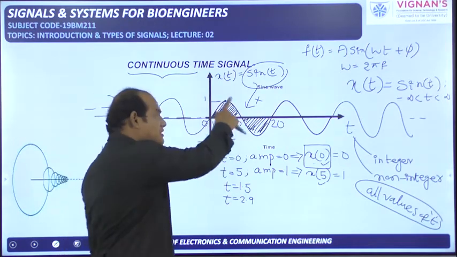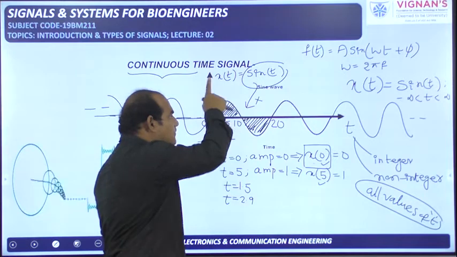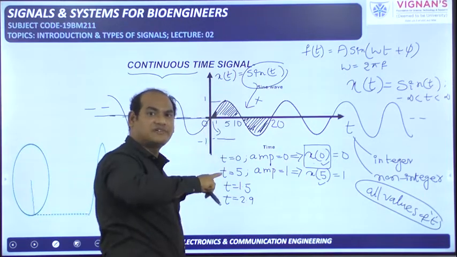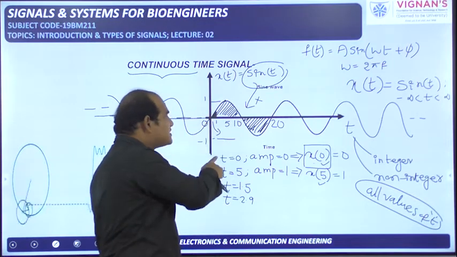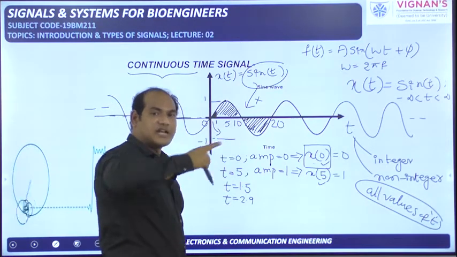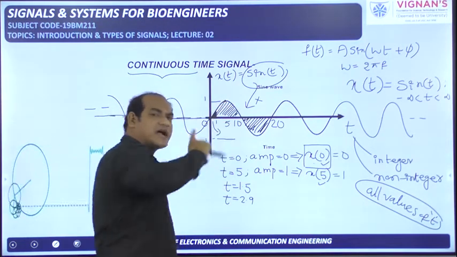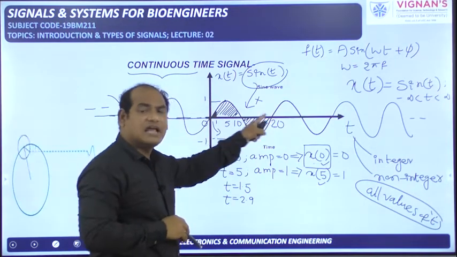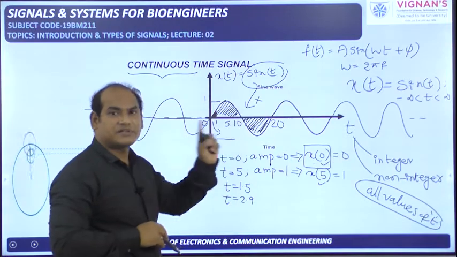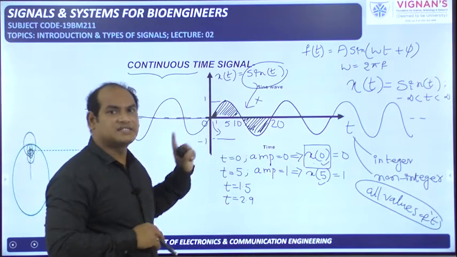It is a continuous time signal because its amplitude is defined for all values of t, including integers and non-integers. The same signal is also a periodic signal because the same pattern, the pattern can be anything, is repeating forever. That's why it is a periodic signal also.